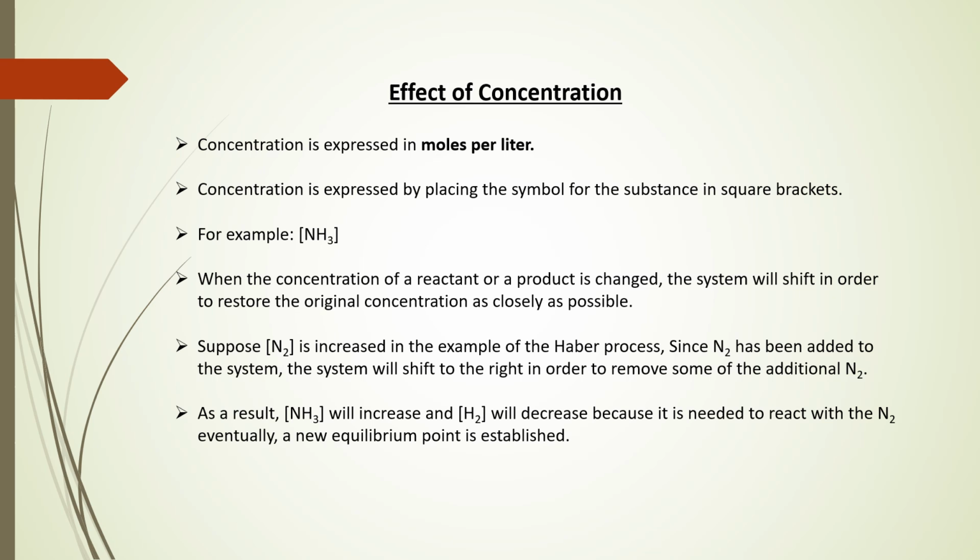Suppose the concentration of N2 is increased in the example of the Haber process. Since nitrogen has been added, the system will shift to the right in order to remove some of the additional N2. As a result, the concentration of ammonia will increase and the concentration of hydrogen will decrease because it is needed to react with the nitrogen. Eventually, a new equilibrium point is established.